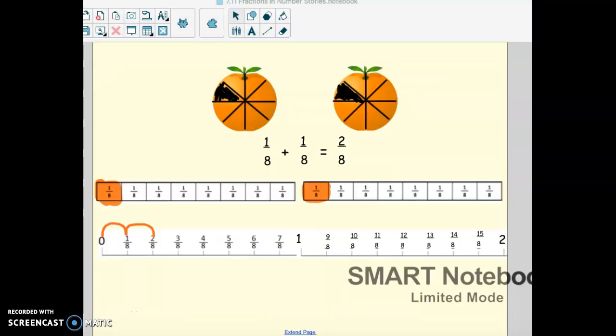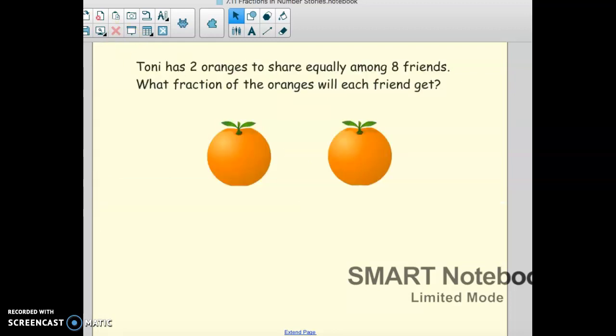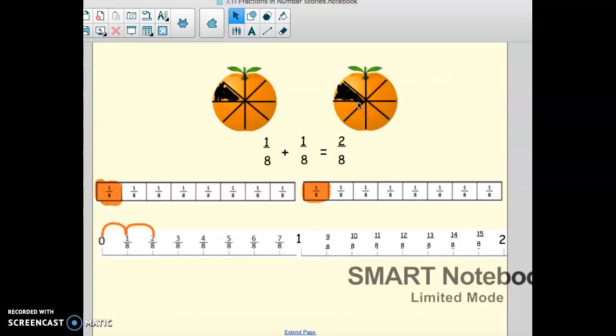Here are some possible solutions that you might have come up with. You might have chosen to draw circles or use fraction circle pieces broken into eighths. Remember, Tony has 2 oranges that he's sharing with 8 friends. So if I take my 2 oranges and break each orange into eighths, then each of those friends can have an eighth from each orange. 1/8 plus 1/8 equals 2/8. Put your thumb up if you got 2/8. Nice work. You could have also done this with fraction rods or a number line.